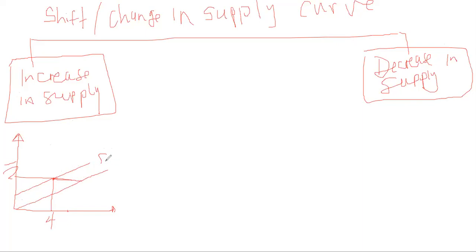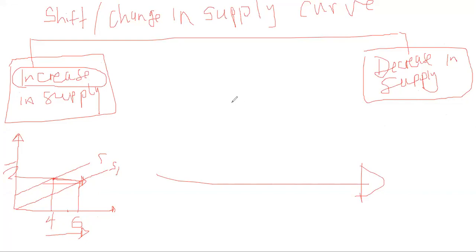So at the end of the day, it's a shift to the right. Now we have a new supply curve here. Let's call it S1. It's a shift to the right, which will give us 6, meaning the quantity increases. Remember the words increase in supply. So if you know increase in supply, decrease in supply is just a shift to the left.